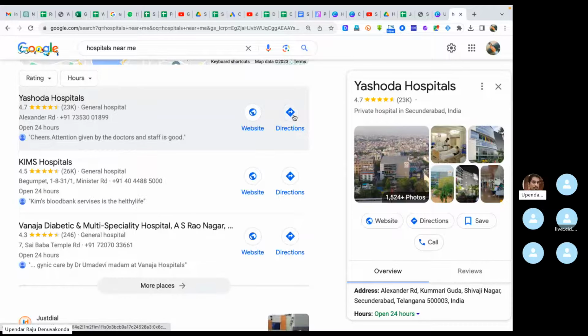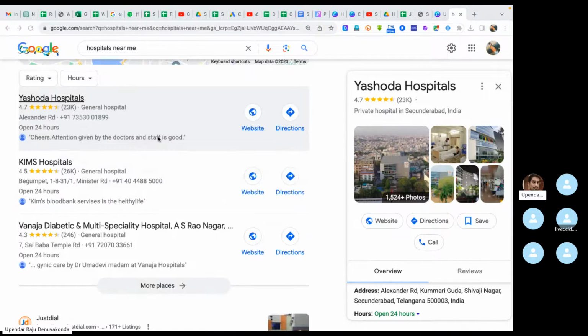From here I can find directions and go to their website. I can see their doctors, their treatments, their services, and their timings. I can book an appointment. I can do anything on the website, right? I can find directions. That means the Google page is most important.